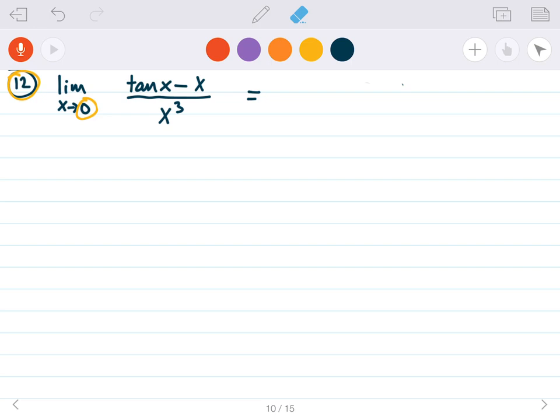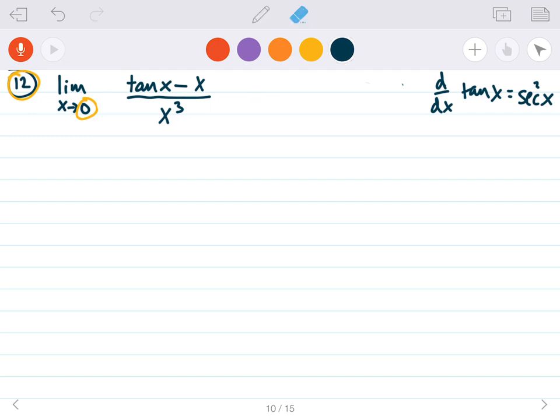Hey guys, this is a continuation of this week's lecture on L'Hopital's rule. So I need to address the fact that I made a mistake on number 12. So I assumed that the derivative of tangent was 1 over x squared plus 1, which is not true. The derivative of tangent of x is secant squared of x. All right. So let's try this again.